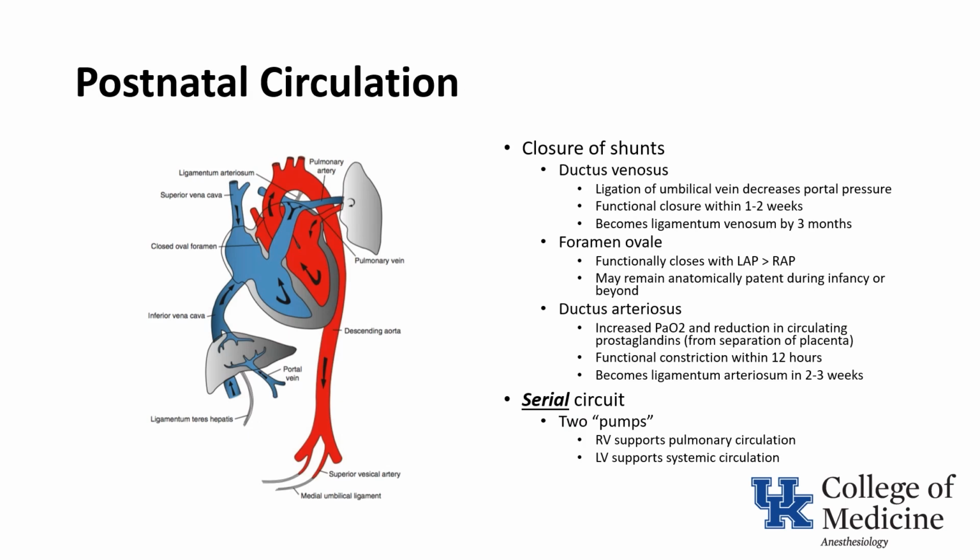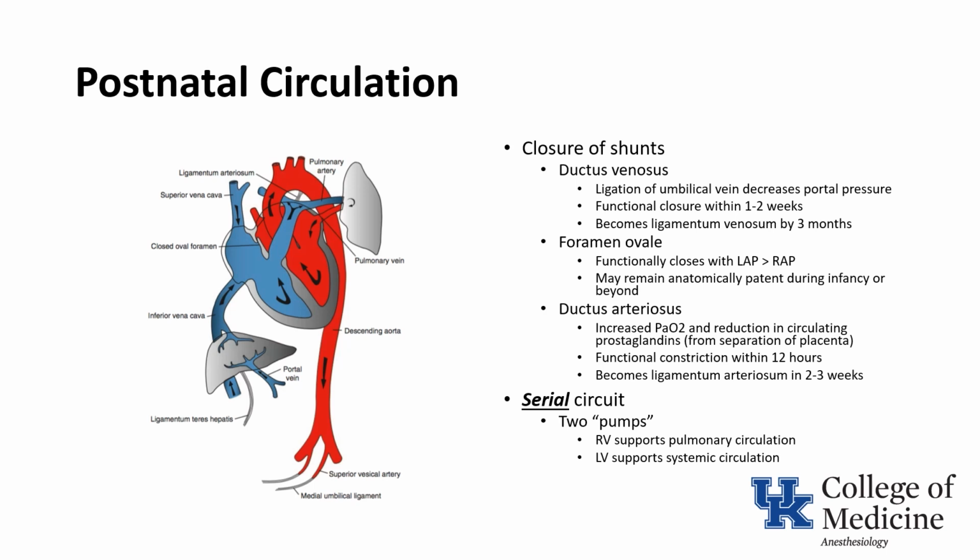And so we now have the postnatal circulation and the closure of these shunts that we discussed. The ligation of the umbilical vein decreases the portal pressure and causes a functional closure of the ductus venosus within 1 to 2 weeks, and then the ductus venosus becomes the ligamentum venosum by 3 months.